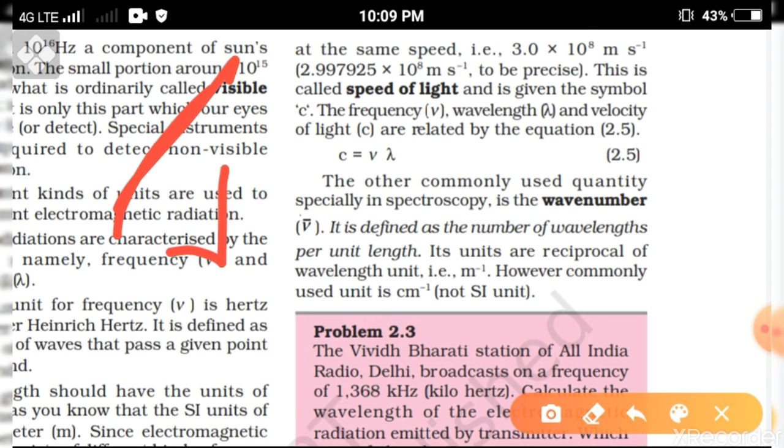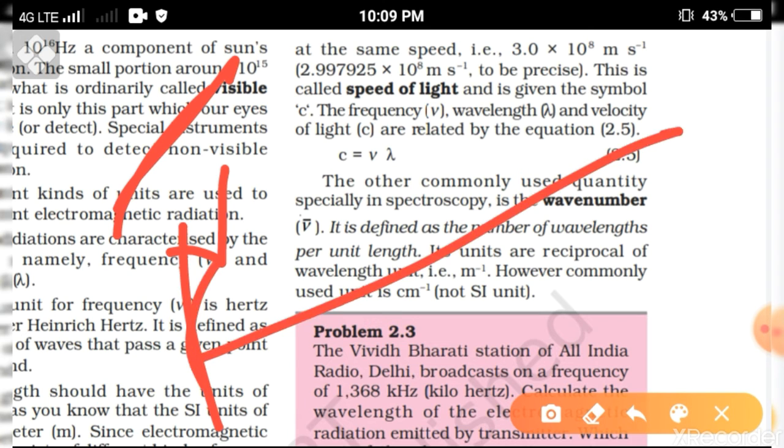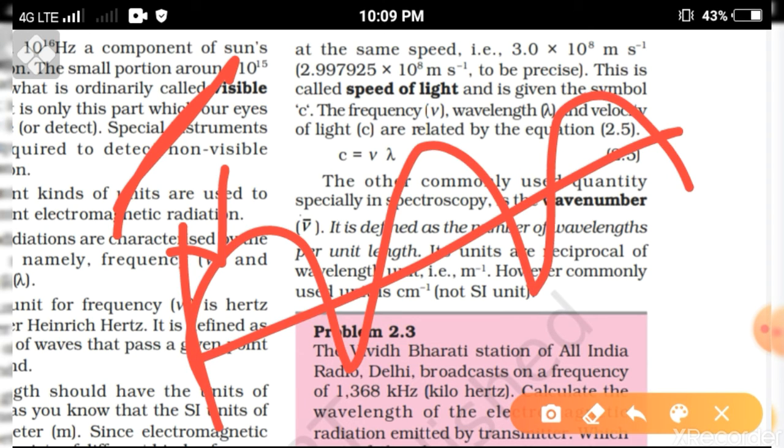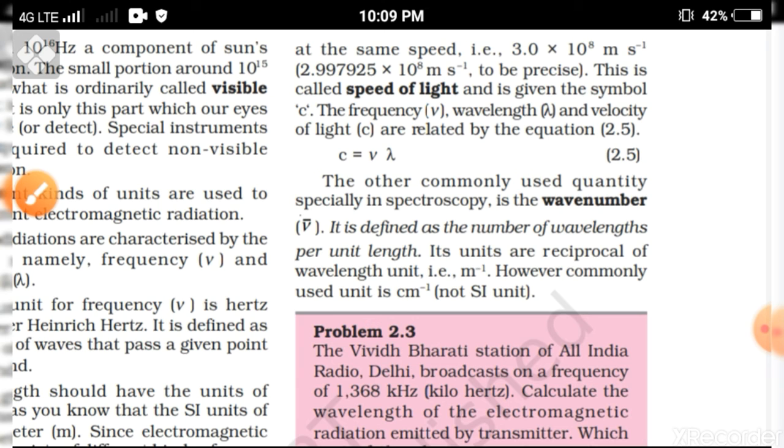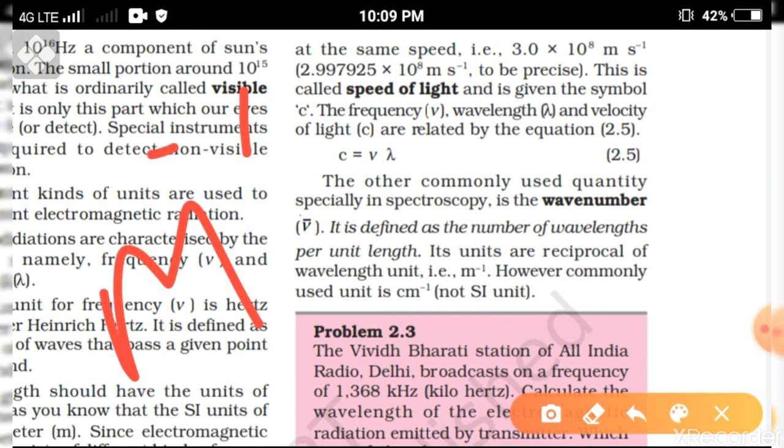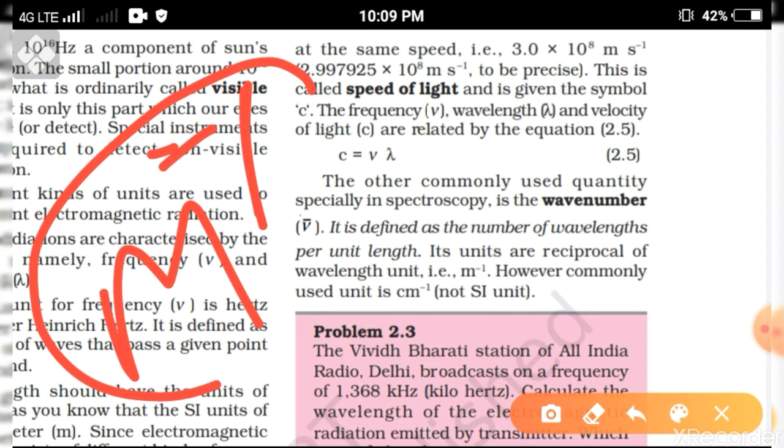What is the number of wavelengths per unit length? Its unit is the reciprocal of the wavelength unit. For example, the wavelength SI unit is meter, so the wave number unit will be per meter. SI unit of wave number is per meter.